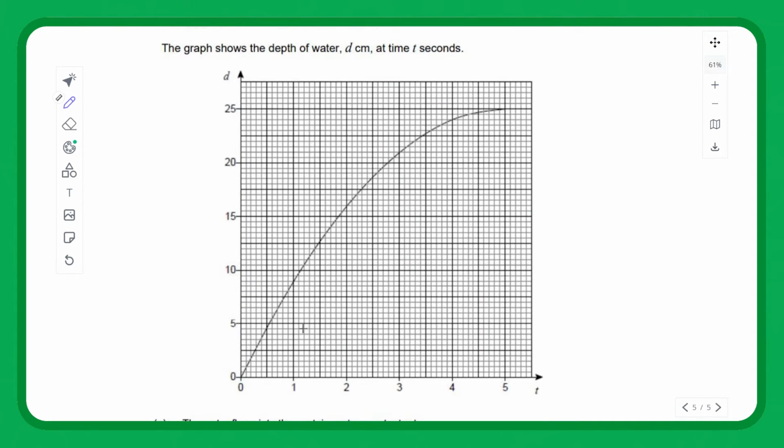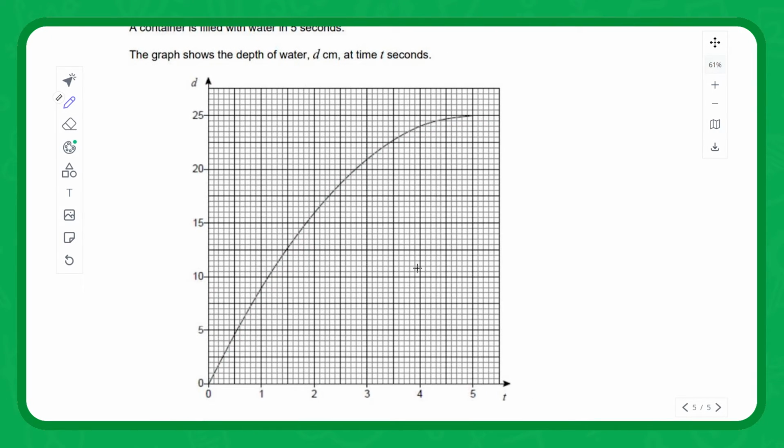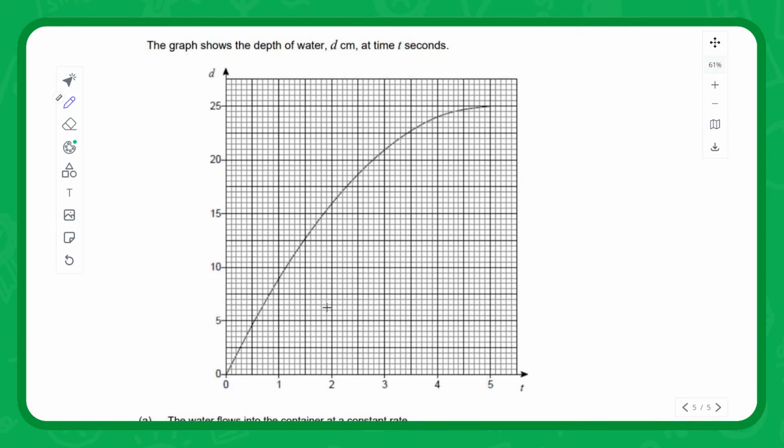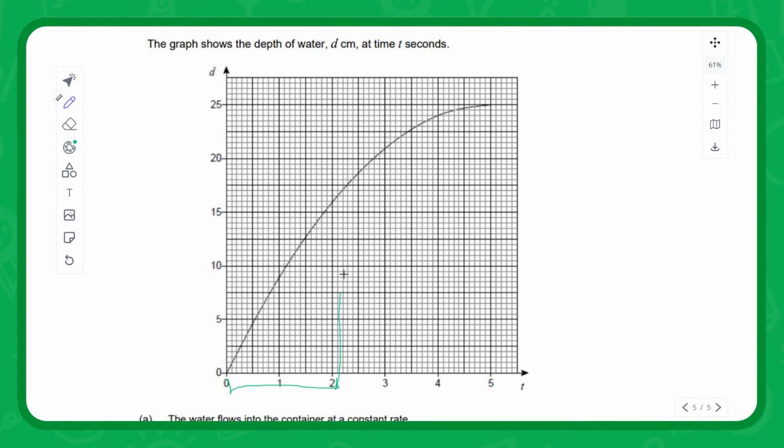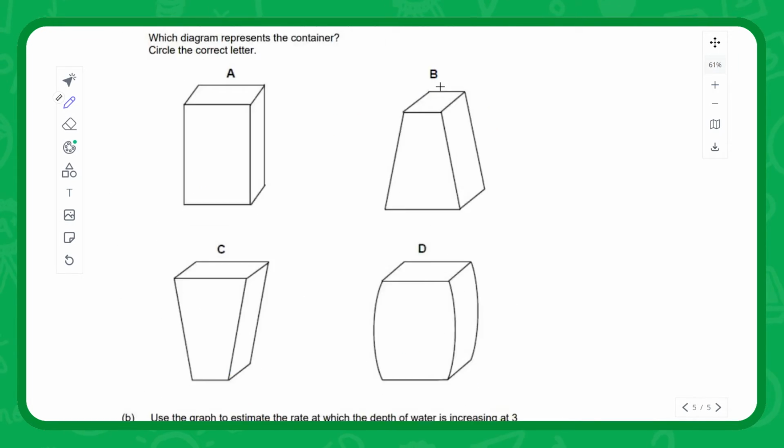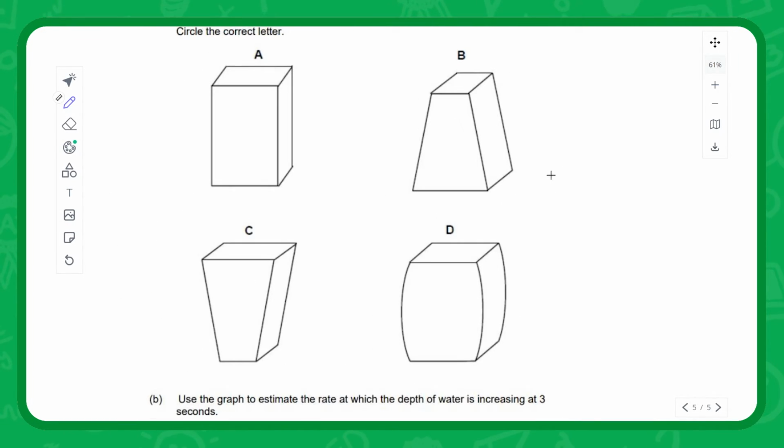So as we can see, we have a graph that initially is going at a constant rate, and then it slows down. The way I like to think of this is that between 3 and 5 seconds, we only really change the depth by 5 centimeters, which is not really much in comparison to earlier, where between 0 and 2, we changed it by 15. So we want a shape where we get an initially large amount of water, then it slows down.